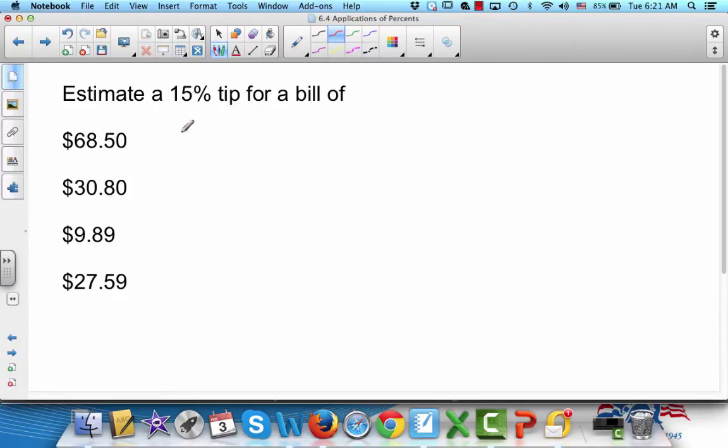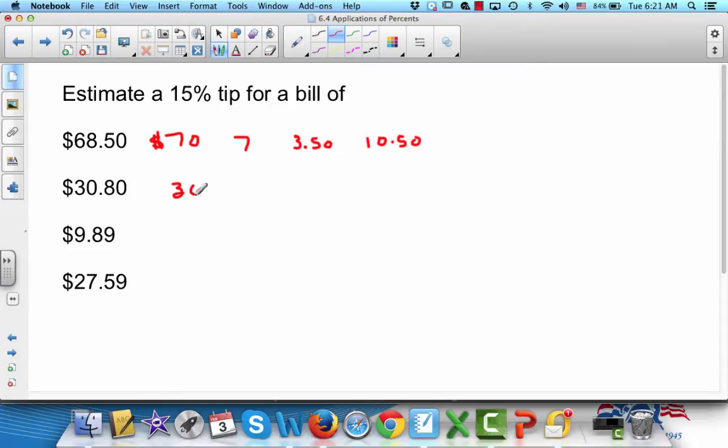All right, so we're estimating a 15% tip for a bill of $68.50. What I would do is I would round it to $70. I would take 10% of that, which would be $7. And then half of 7 is 3.5. And then that gives us $10.50.